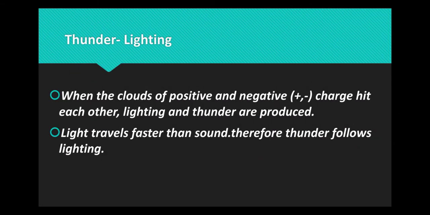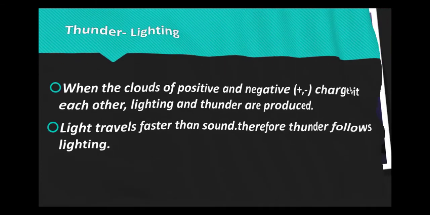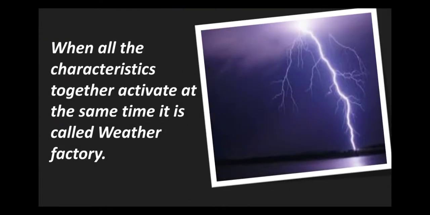Thunder and lightning. When the clouds of positive and negative charge hit each other, lightning and thunder are produced. Light travels faster than sound. Therefore, thunder follows the lightning. When all the characteristics together activate at the same time, it is called a weather factory.